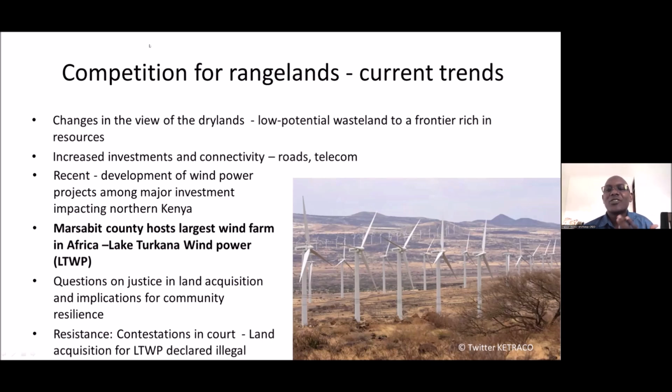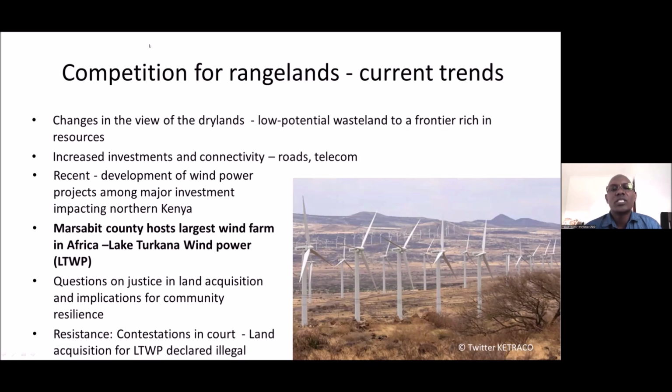But as this conversation goes on about land registration, other changes are happening. Particularly, one significant shift I would like to mention is a change in the view of the land. Brigitte already mentioned that the view of the land is that of wasteland that has not much use. But this thinking that this land is of low potential and with limited interest for other uses has changed. This is because it has now become a frontier, sort of rich in resources.